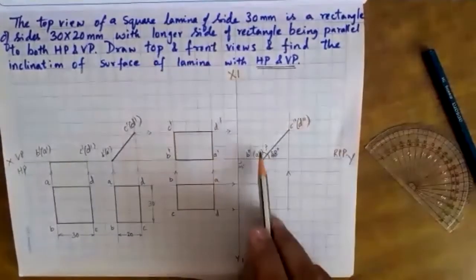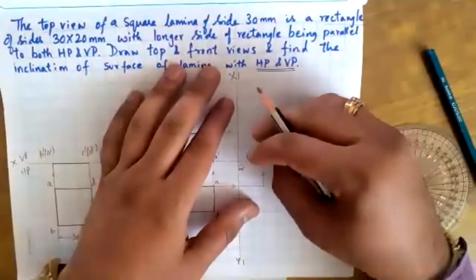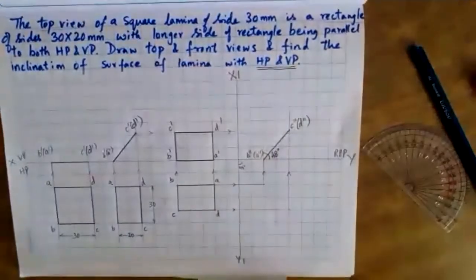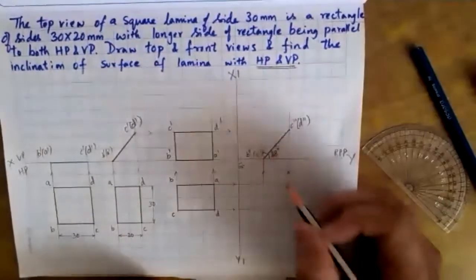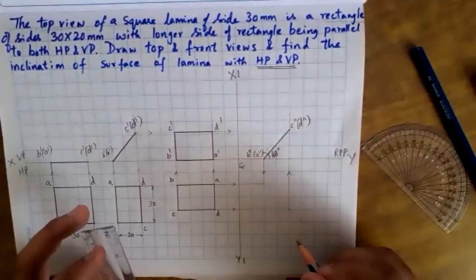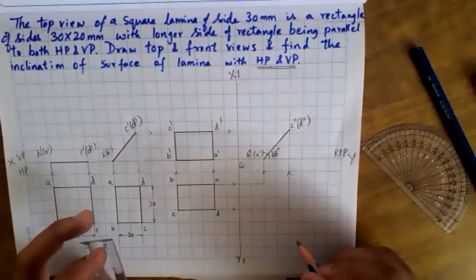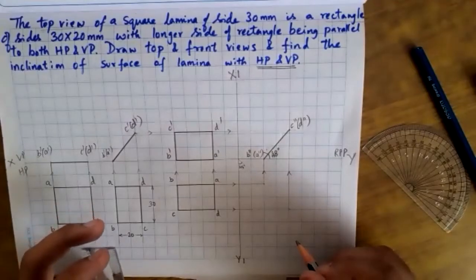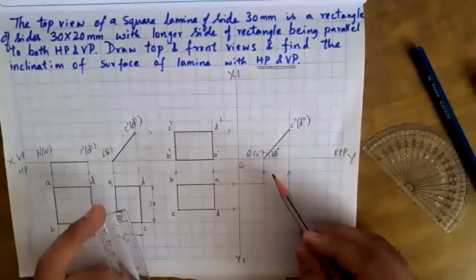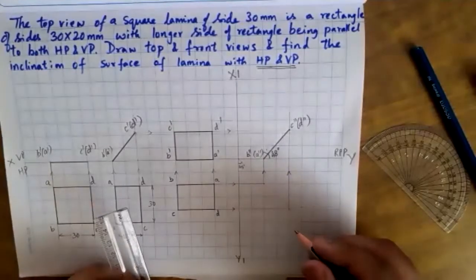What is this inclination to VP? To VP, how many degrees is it inclined? It is obvious, totally it should be 180. 132.